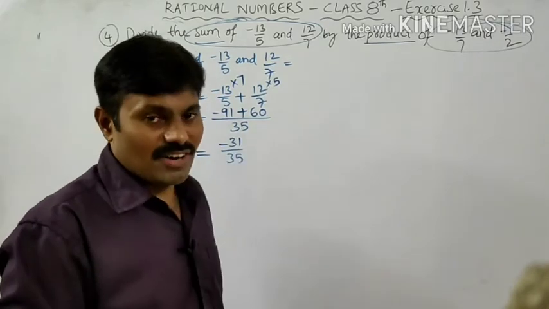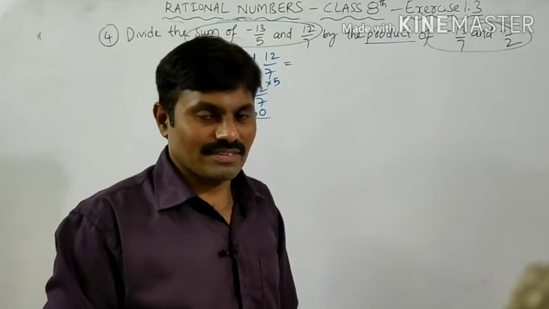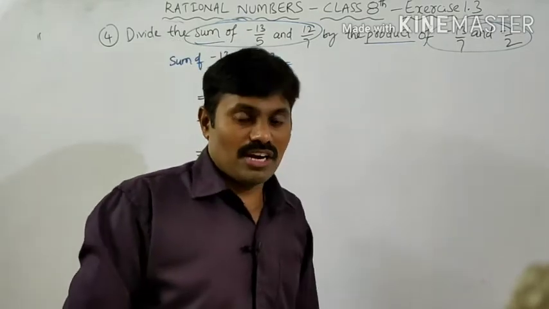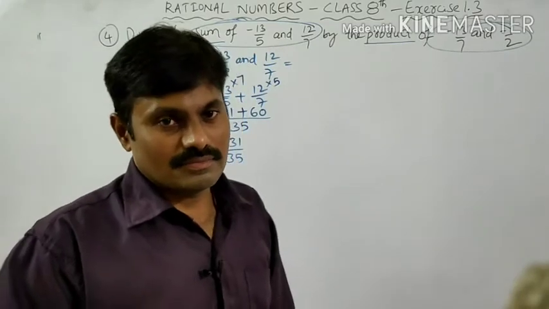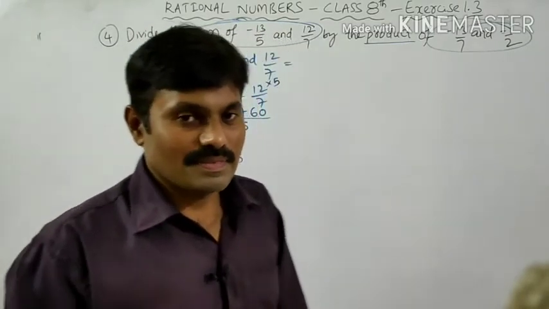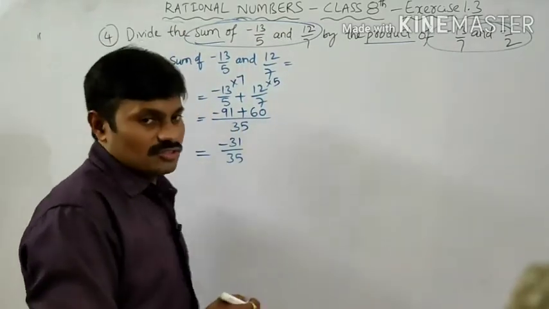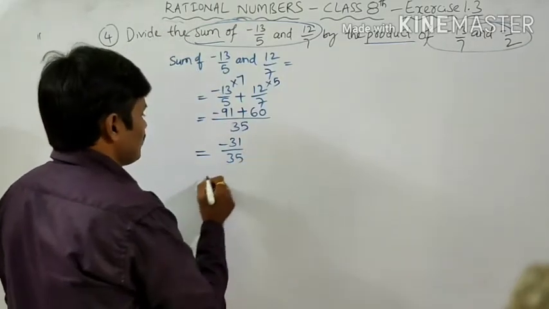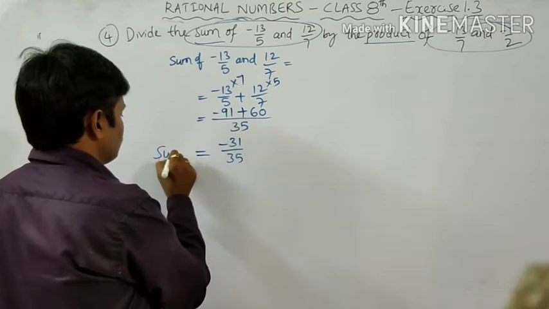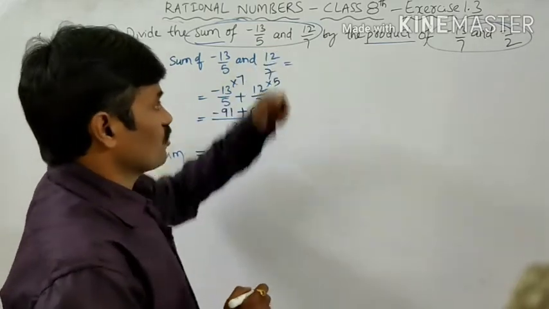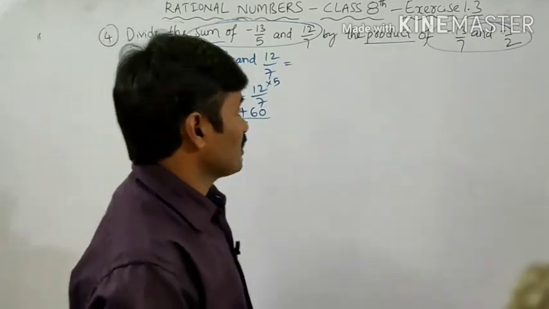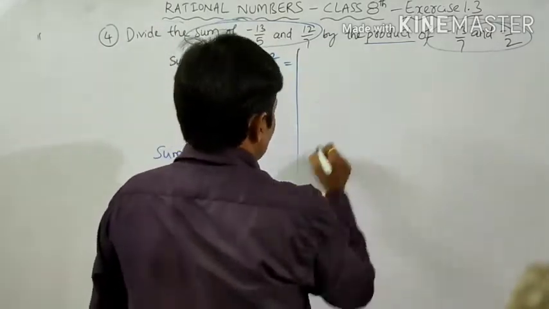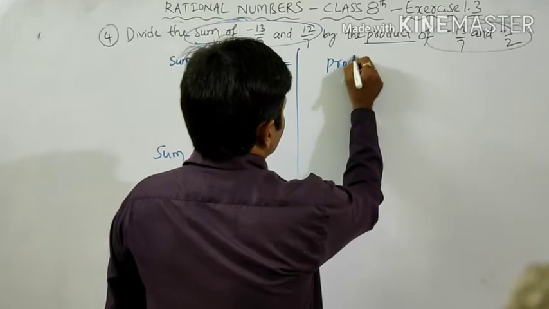Since both numbers have different signs, we should subtract the smaller number from the bigger number. Then we have to give the sign of the greater number. So minus 31 by 35 is the sum of these two rational numbers. Now they are asking to find the product of these two rational numbers. Sum is completed. Now the product.